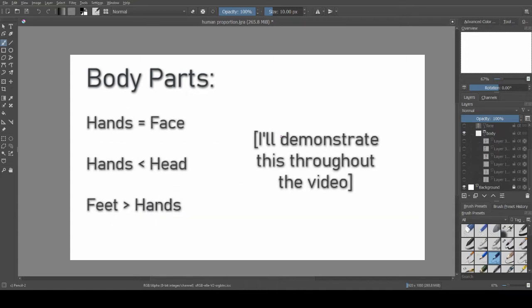Another quick tip would be that hands should be as large as your face and that your feet should be larger than your hands. So if you revolve around that sort of ratio system, I guess, you shouldn't be far off from actual human proportions.